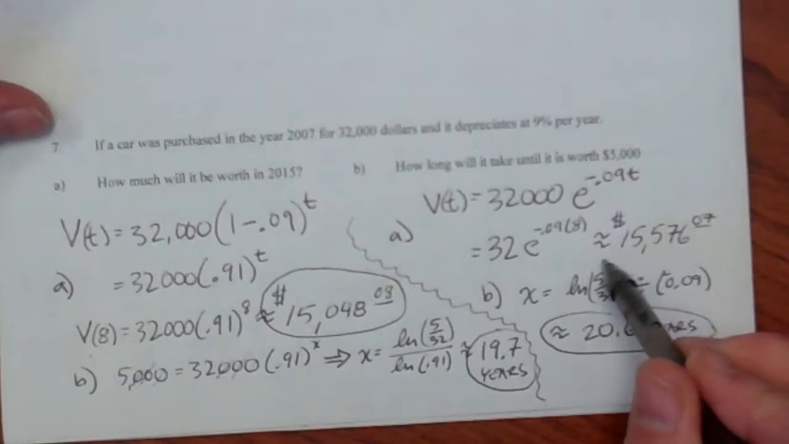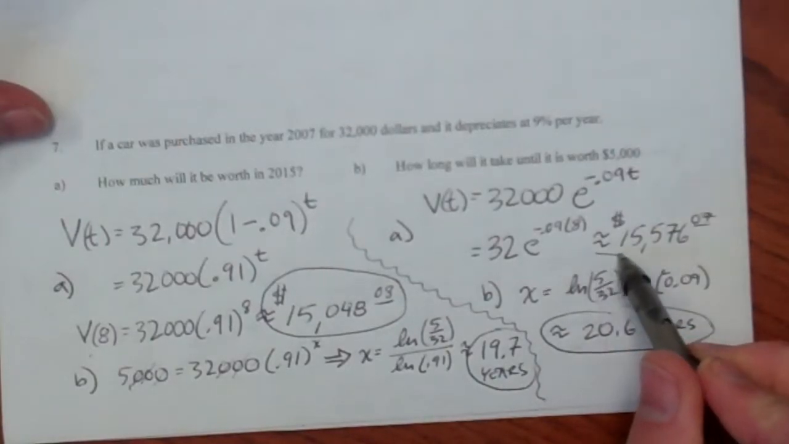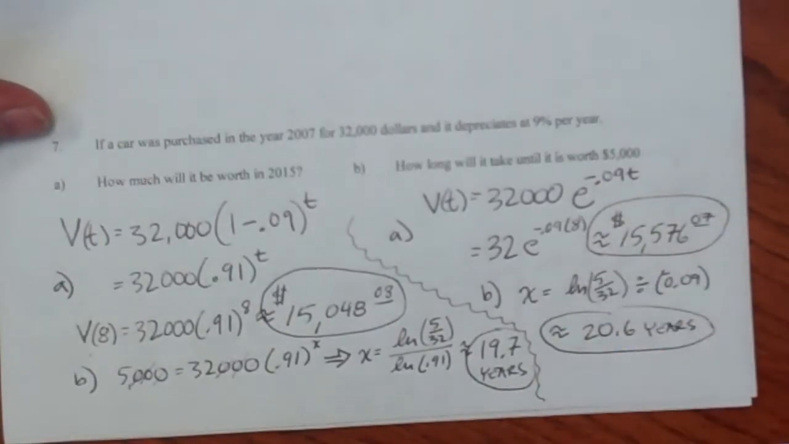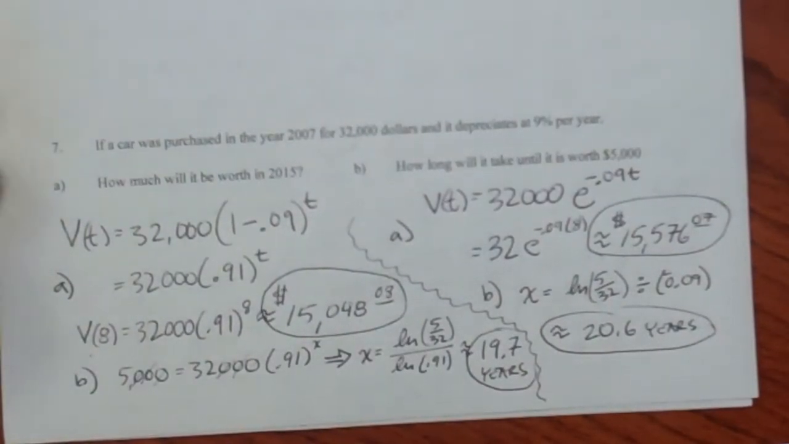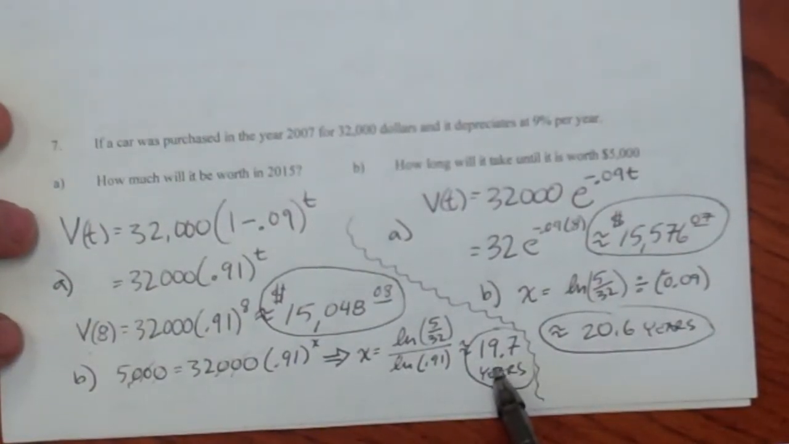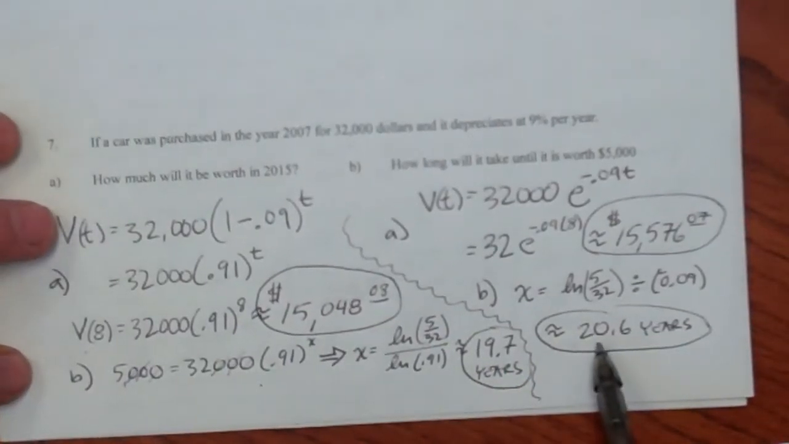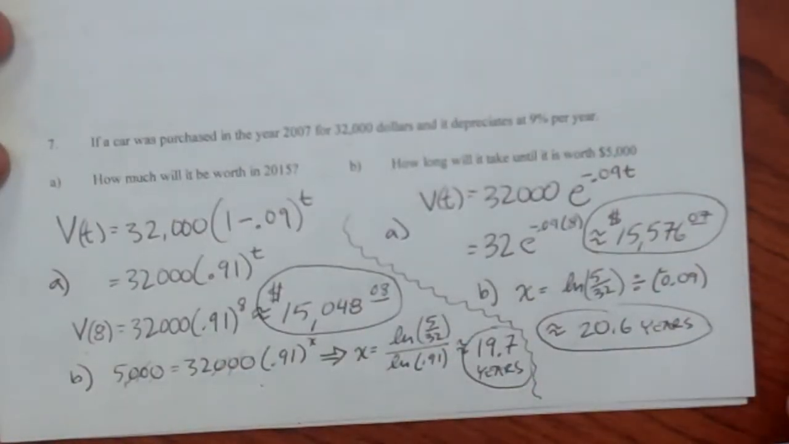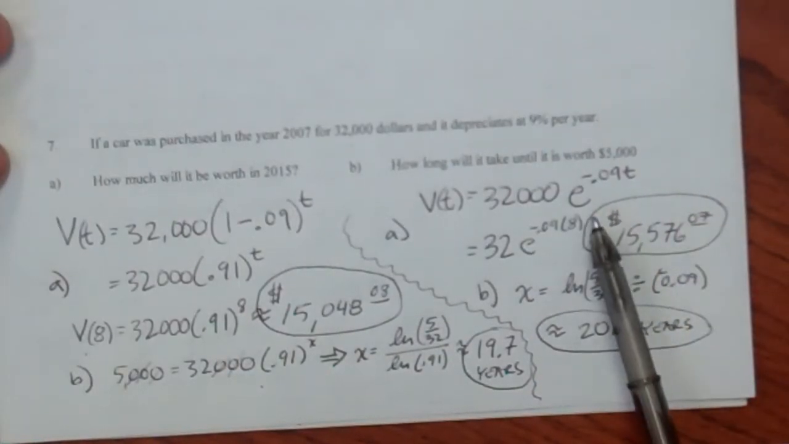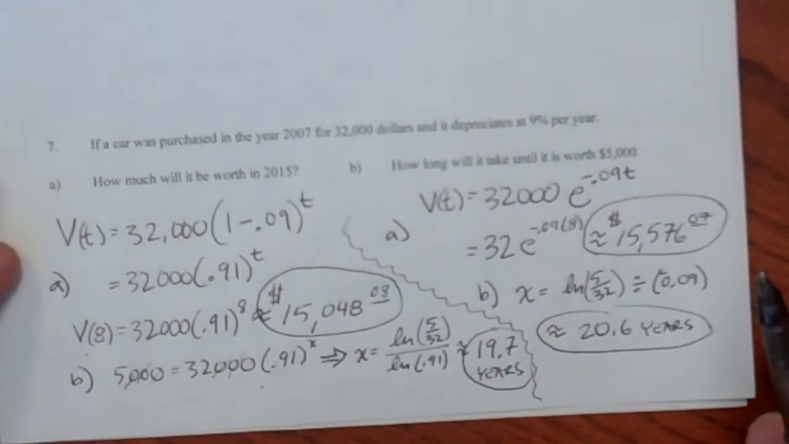15,048. The continuous value is going to be somewhat higher. $500 out of 15,000 is not a lot. Same is true with the change in years. It takes 19.7 years using this equation, or 20.6 years. I'll really take either one of these. I don't specify. If I do specify, you're going to want to use continuous if I say so. If I don't, it's dealer's choice.